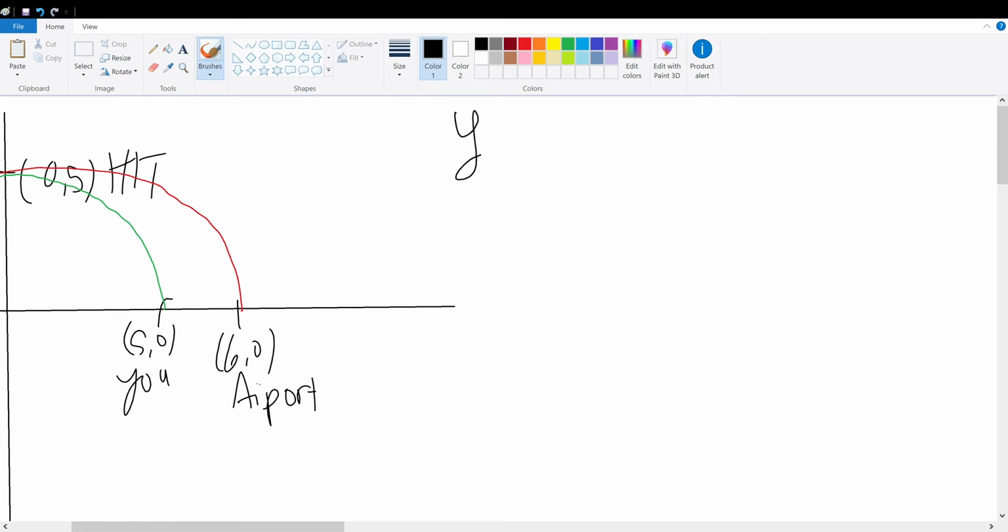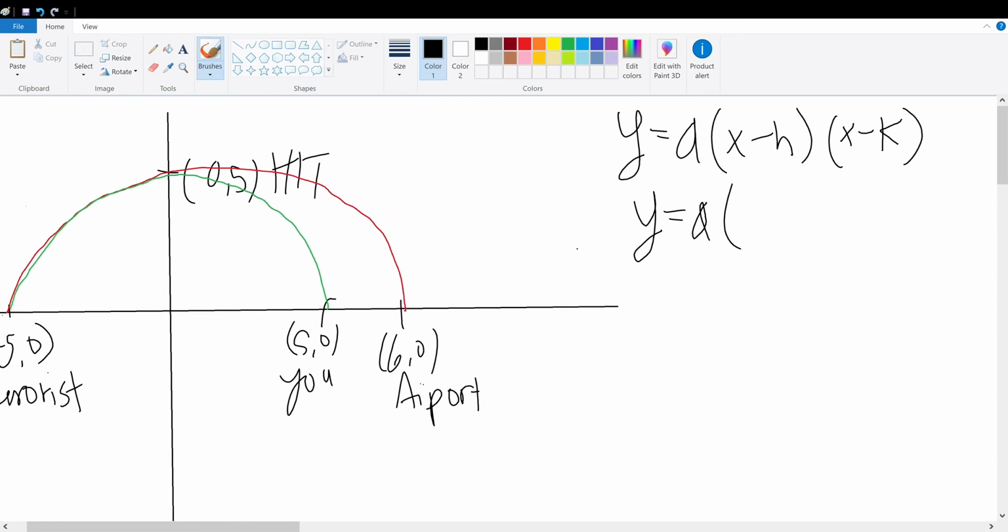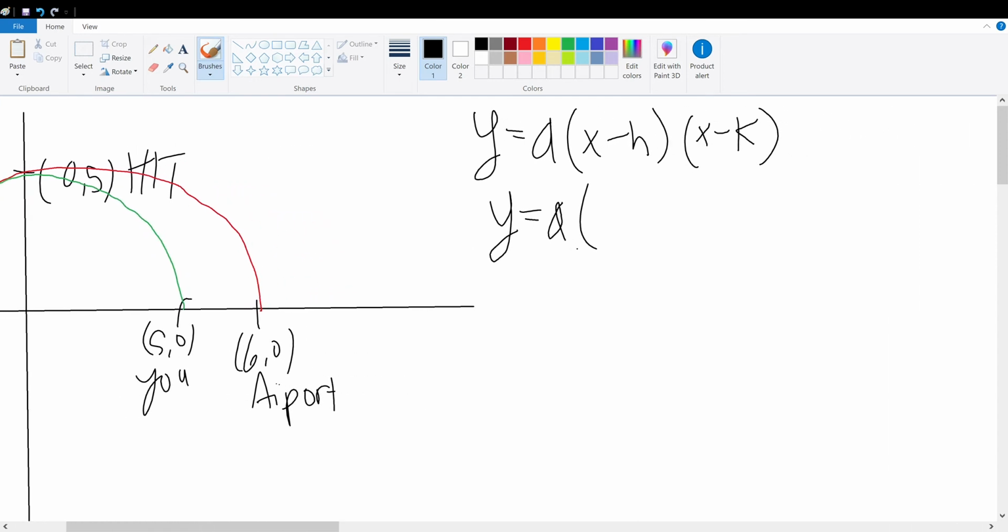And we can plug that into the intercept form for a parabola, which is y is equal to a multiplied by (x minus h) multiplied by (x minus k), with points (h,0) and (k,0) being the x-intercepts. We are given the two x-intercepts as 5 and -5, or 6, as that's the airport point. So it should be x minus 6, that's positive 6, not negative 6, multiplied by x plus 5.